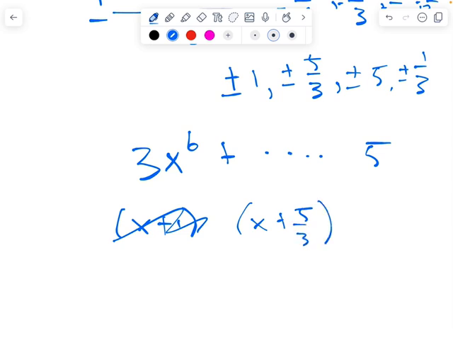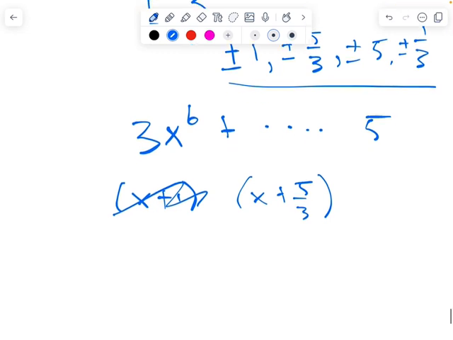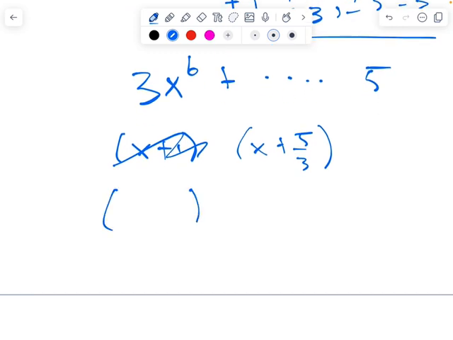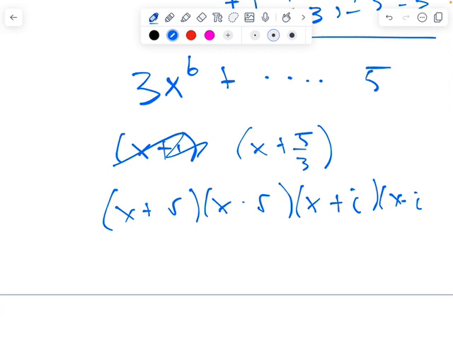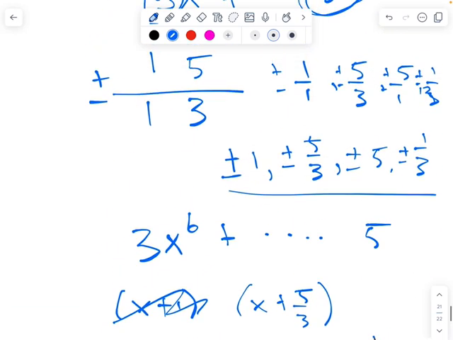Try all those possibilities, and if none of those possibilities work, then we can say that this equation has no rational roots. In other words, its roots might be something like x plus the square root of something, x minus the square root of something, x plus i, x minus i, but things that are not rational. If they are rational, then they are included in our list that we produced right there.